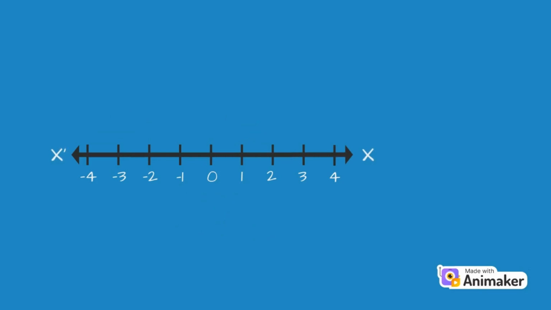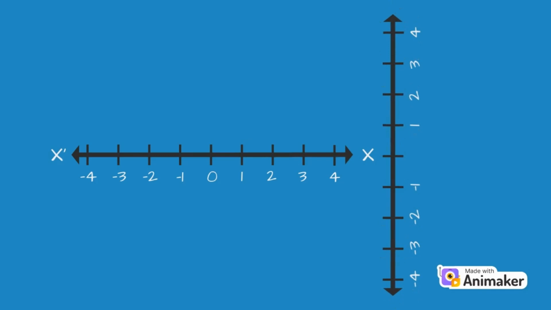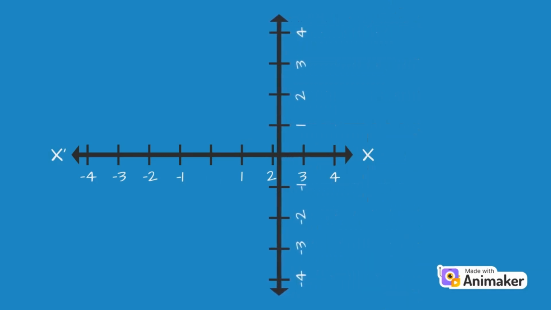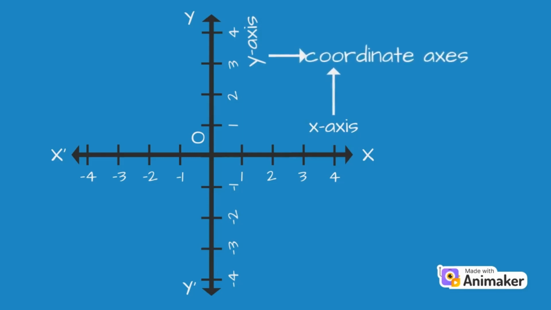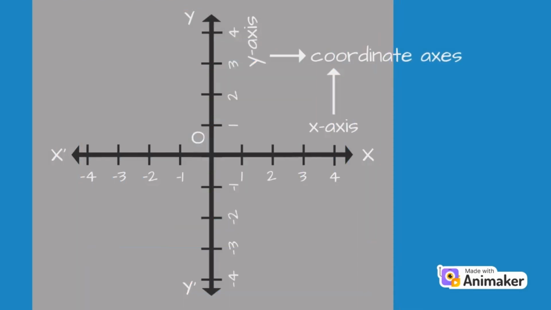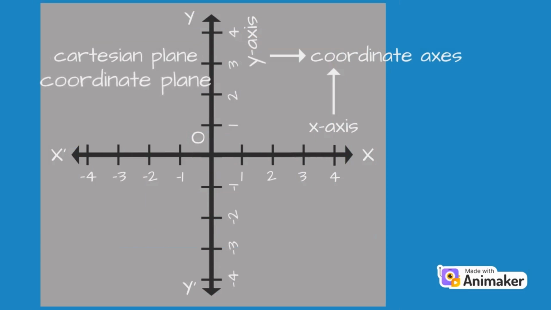Now, let's consider another number line that is perpendicular to x-x, such that the origins coincide. Let's call it y-y. The common origin is denoted by O. The number line x-x is called the x-axis and the number line y-y is called the y-axis. These axes are called the coordinate axes, and the plane formed by them is called the Cartesian plane, or the coordinate plane, or the xy plane.